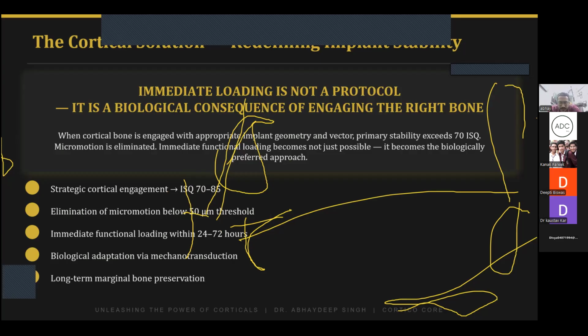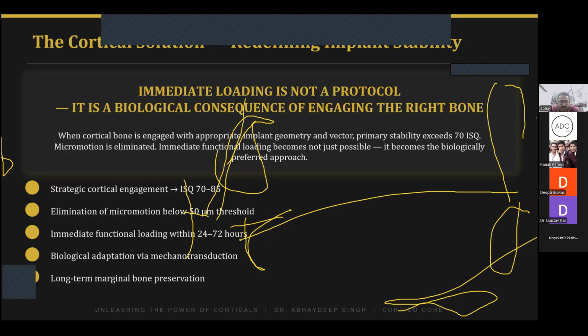You are transferring all the stresses, all the occlusal forces right towards the cortical bone. Your alveolar bone is not taking the primary forces, and it can take all the time that it needs to complete the remodeling process, to complete the primary mineralization process, and then ultimately osseointegration or osseoadaptation will take care of the secondary stability. You just need to take care of the primary stability.